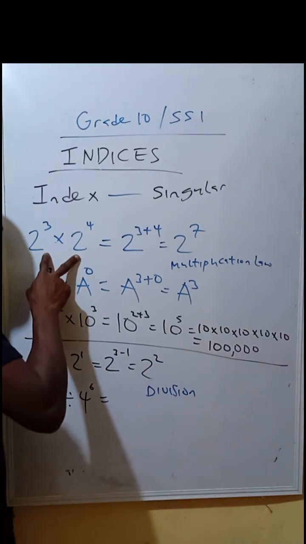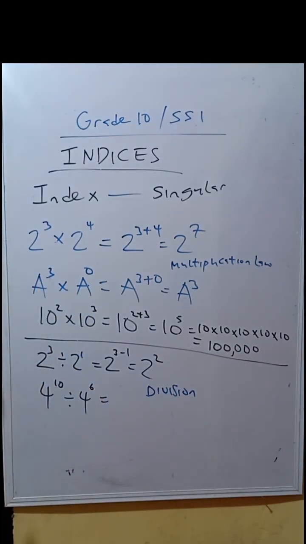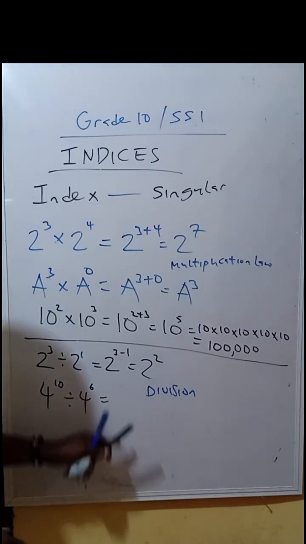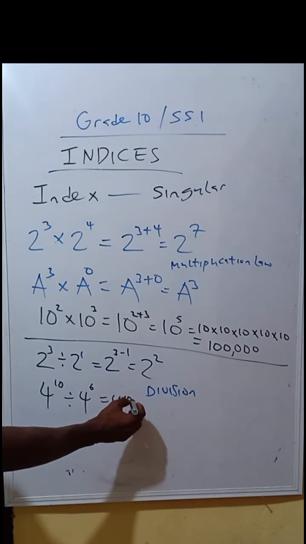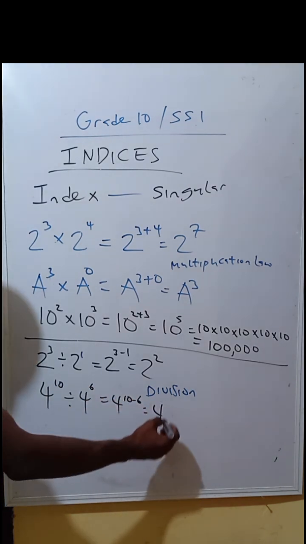The same way this multiplication law works when you have the same base. If it does not contain the same base, there's a different way to solve it, which does not involve the usage of this law. So you have 4 raised to power 10 minus 6, which is 4 raised to power 4.